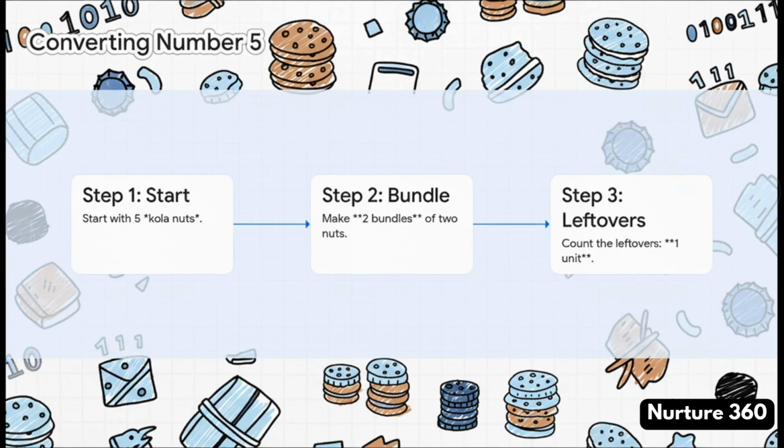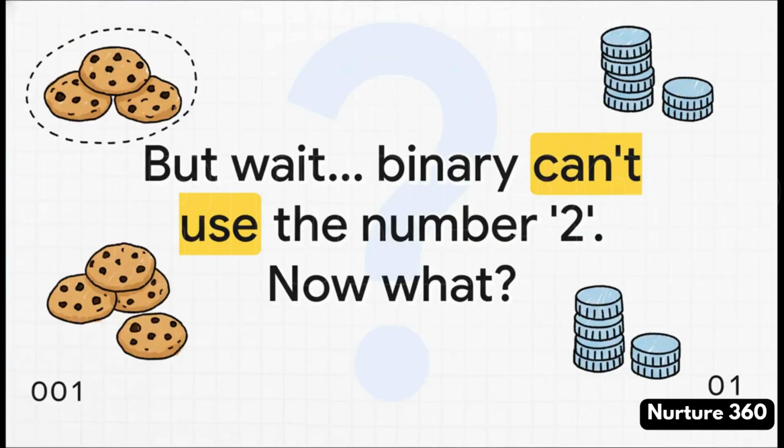Seems simple enough, but wait a minute. Uh-oh, hold on. We just had a problem. We got the number 2 for our bundles, but remember that big rule we talked about? The computer's language can only use 0 and 1. So what on earth do we do now? We can't use a 2.